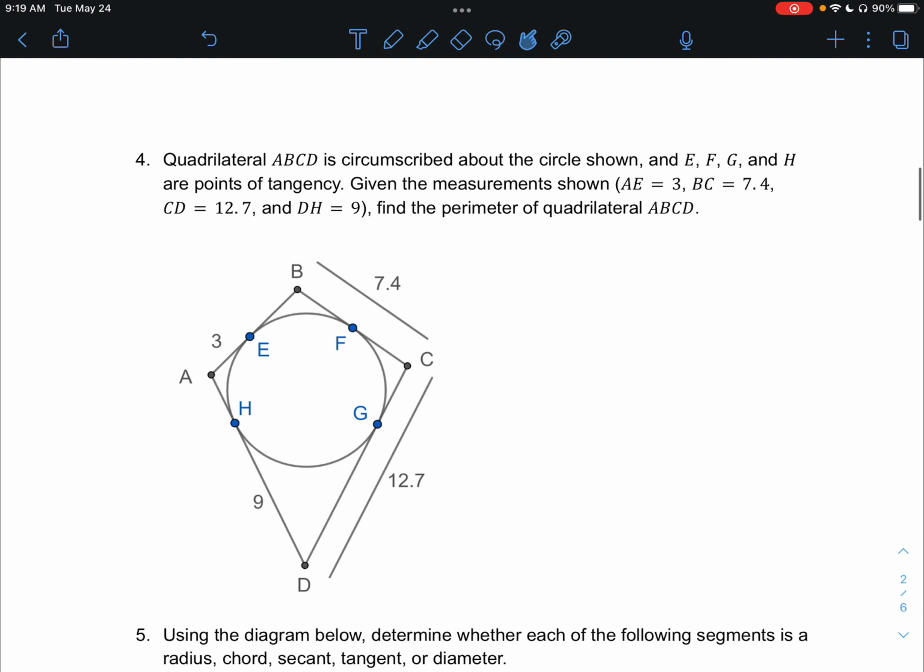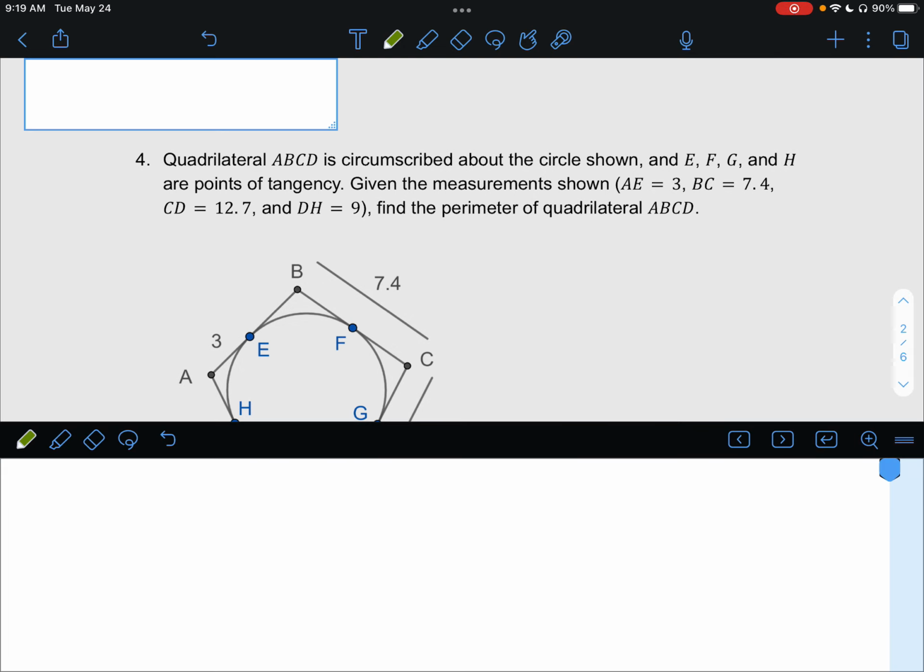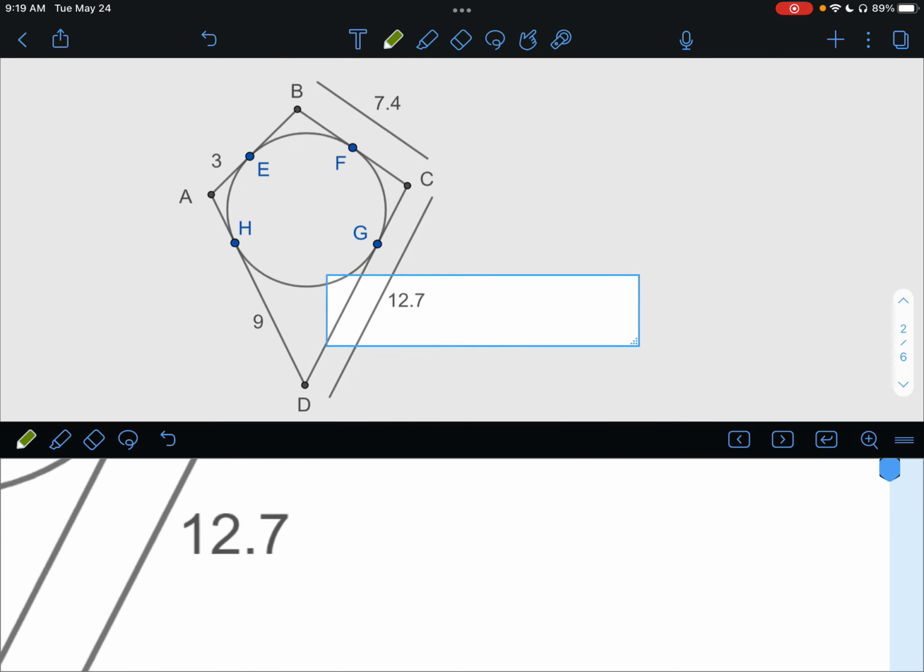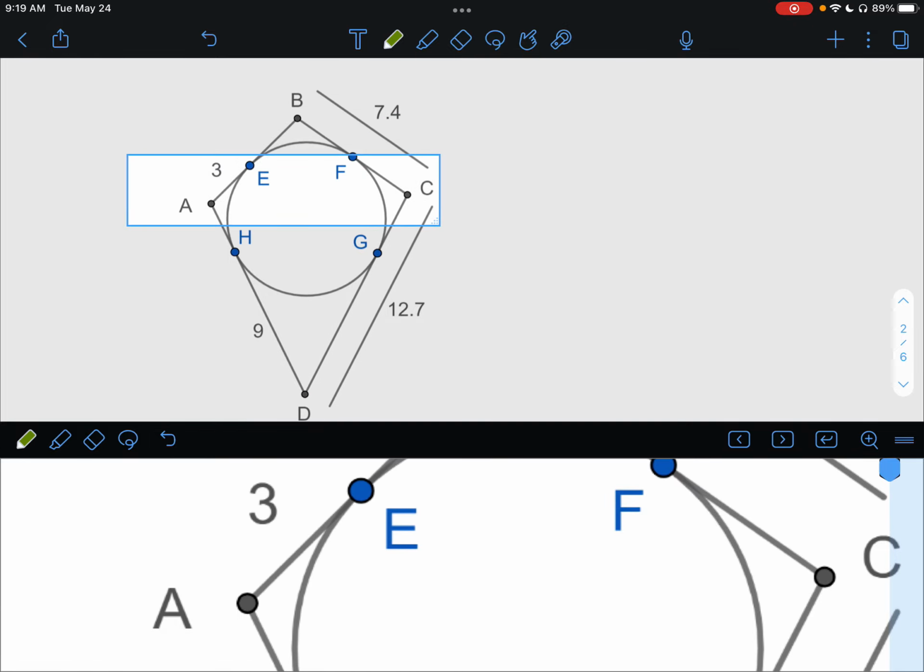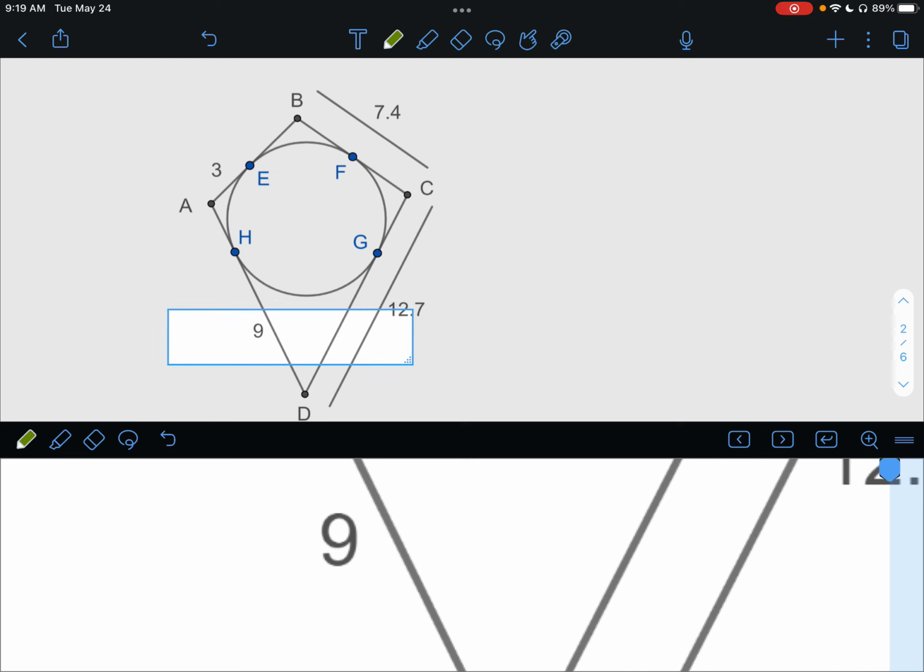All right, problem number 4. Quadrilateral ABCD is circumscribed about the circles shown, and E, F, G, and H are all points of tangency. Given the measurements, find the perimeter of quadrilateral ABCD. We know this entire length is 12.7, this entire length is 7.4, just that part right there is 3, and just this part right here is 9.